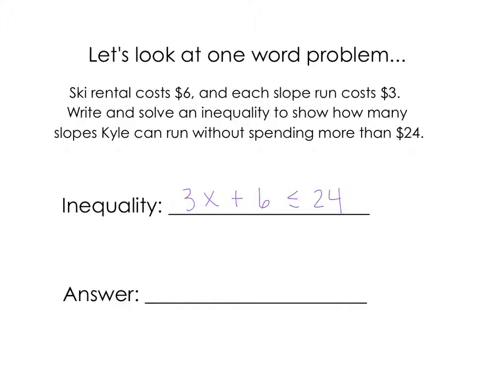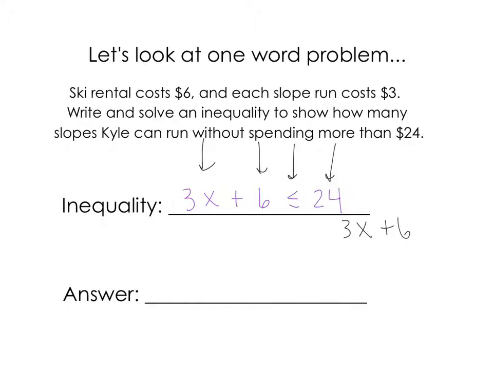So let's kind of step back and look at our inequality. $3 for every slope run, so 3 times x, plus an initial fee of $6 to even participate in the ski rental. And Kyle can spend no more than $24, so that has to be less than or equal to $24. Now let's solve this inequality and see how many slope runs Kyle can actually make.